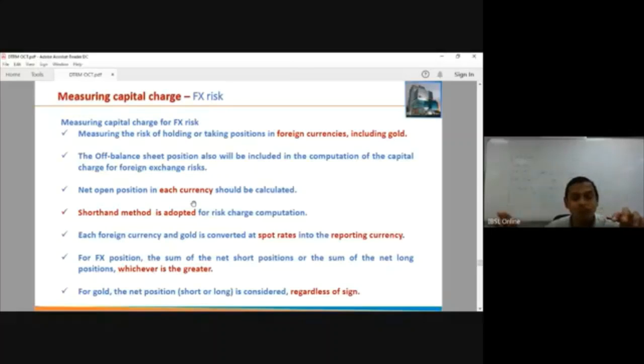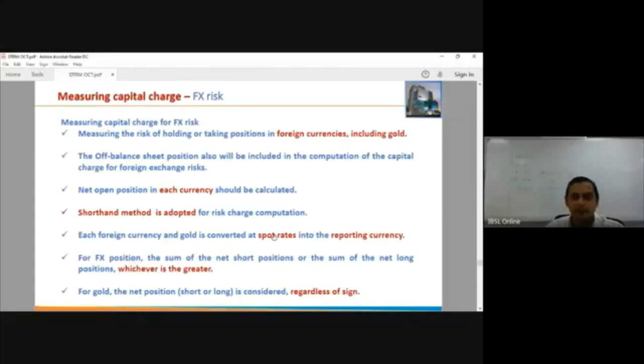Say for example, your short positions are more. Your short position is 1000, long position is 900. Then the shorthand method says you take the 1000 but ignore the sign. Don't put minus 1000, right? You have to take the amount only, ignoring the sign. Okay, so that is shorthand method. And each foreign currency and gold converted at the spot rate into reporting currency.